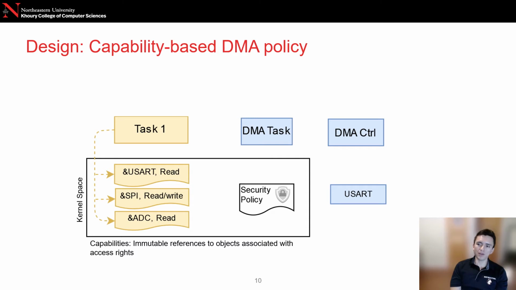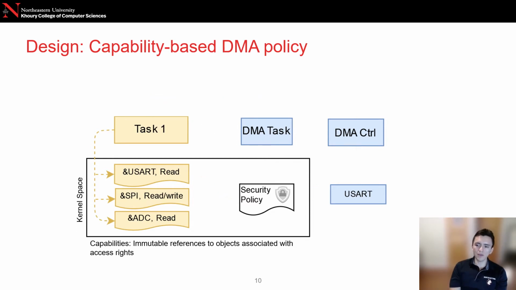This is an example of the capability-based security policy enforcement. In this case, task number 1 is the owner of 3 capabilities for USART, SPI, and ADC peripherals. Let's say that task number 1 sends a request to read the USART peripheral through DMA. Because task number 1 is the owner of a capability that grants read permissions on USART, then the security policy is validated and the DMA task configures the DMA controller for this operation and lets task number 1 read from the USART peripheral.